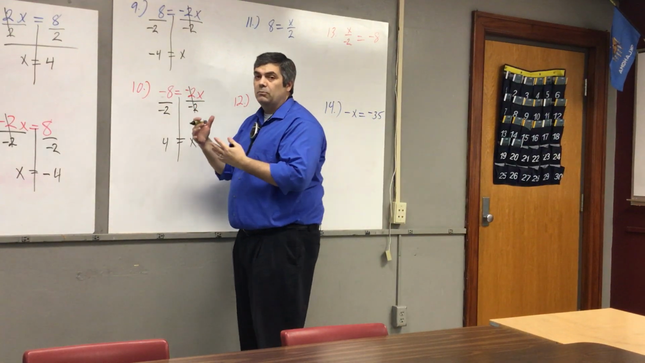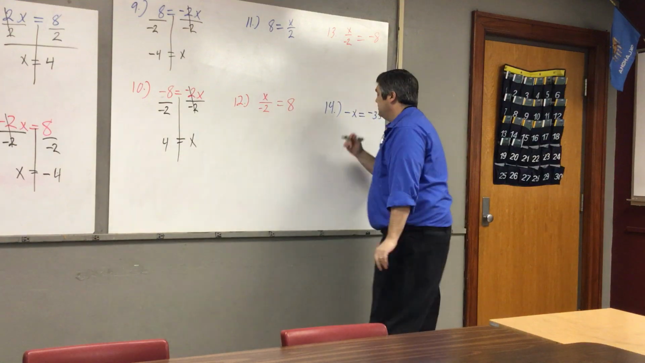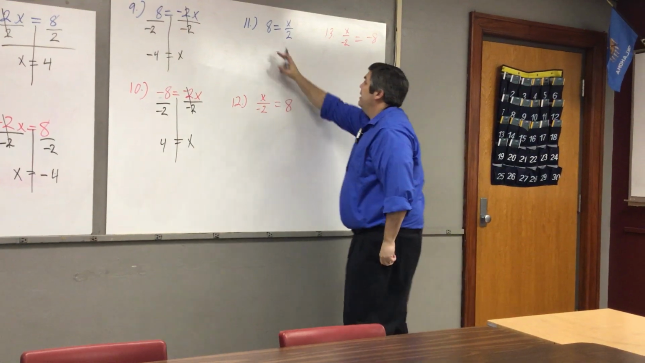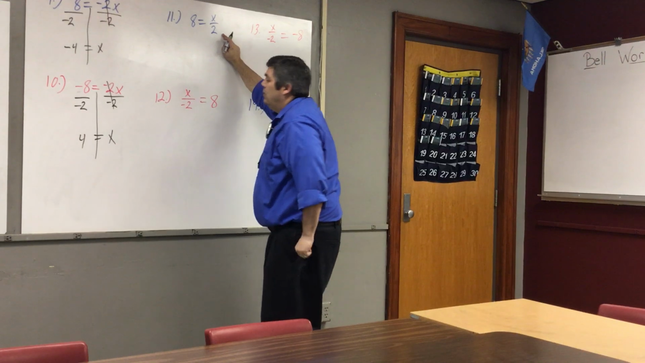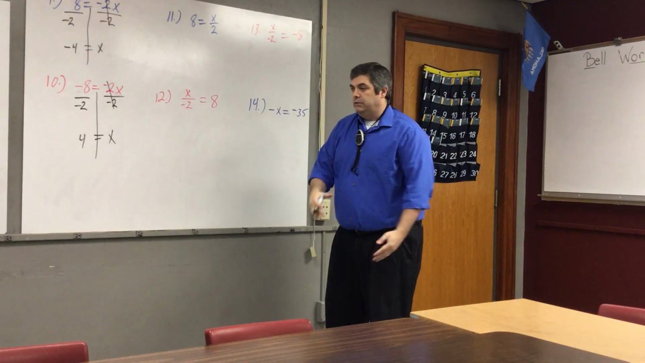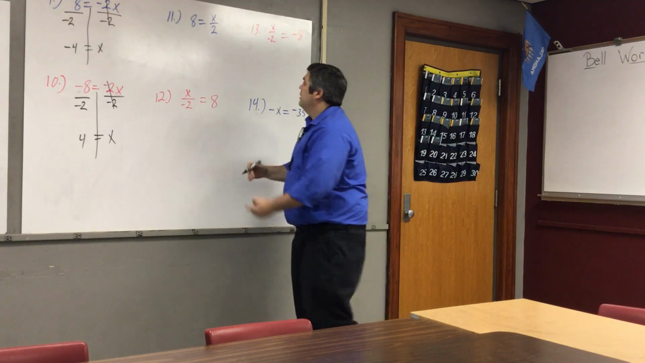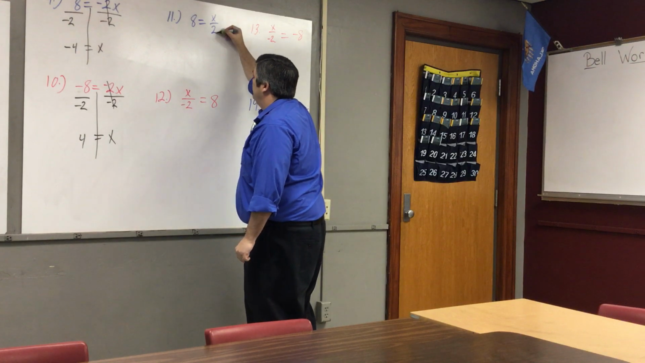All right, so that's multiplication. That's really all there is to multiplication. So now we got to move into division. 8 equals x over 2. Well, what's the opposite of division? It's multiplication. So, x divided by 2.